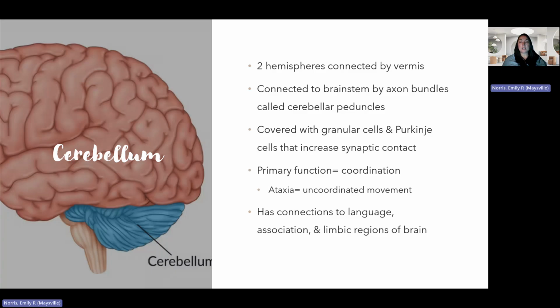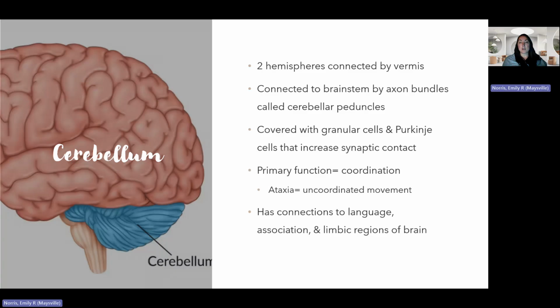The cerebellar nuclei are the dentate, the vestigial, I'm probably pronouncing some of these wrong, the globose, and emboliform. Damage to these causes ipsilateral ataxia. So damage to one side of the cerebellum or that cerebellar nuclei can cause uncoordinated movements on that same side of the body.